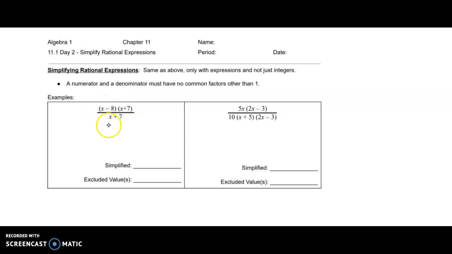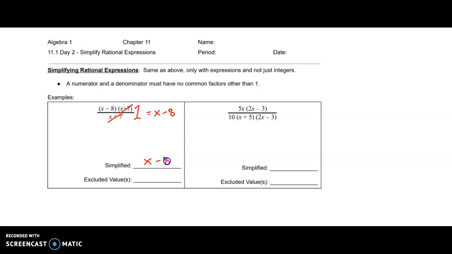If we have this expression here, x minus 8 times x plus 7 over x plus 7, these x plus 7s are like groupings, and so we can cancel those out because remember, that's really another way of saying 1, right? And so what we have left over is x minus 8. And so our simplified version here is x minus 8.